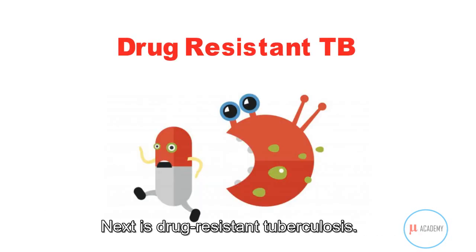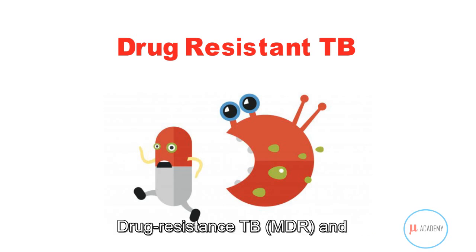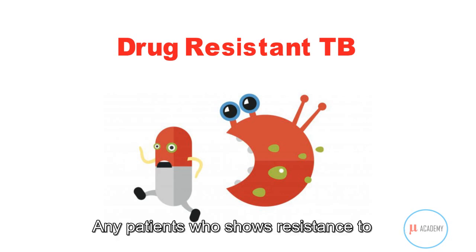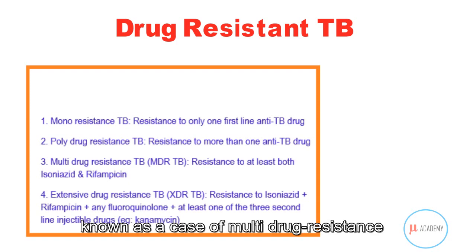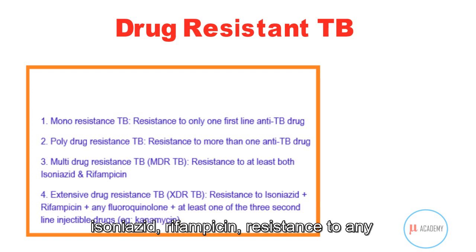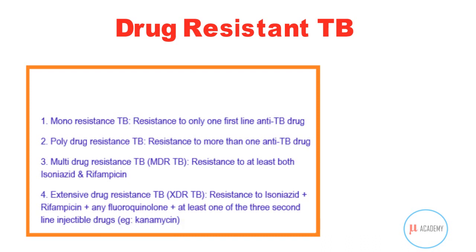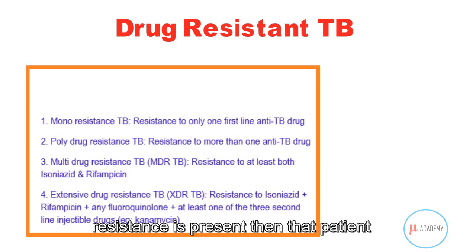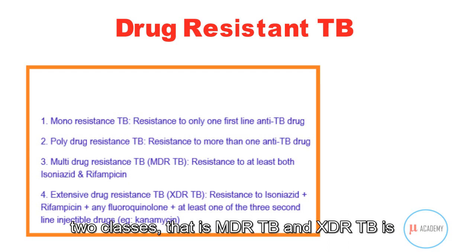Next is drug-resistant tuberculosis. Here we will be discussing two separate drug resistances, that is multi-drug resistant tuberculosis and extensive drug resistant tuberculosis. Any patient who shows resistance to both isoniazid and rifampicin drugs is known as a case of multi-drug resistant tuberculosis. Any patient who has resistance towards isoniazid, rifampicin, resistance to any of the fluoroquinolones, and at least one of the second-line injectables like kanamycin, capreomycin, if all these resistances are present, then that patient is known as extensive drug resistant tuberculosis. So treatment given to these two classes, that is MDR-TB and XDR-TB, is different.